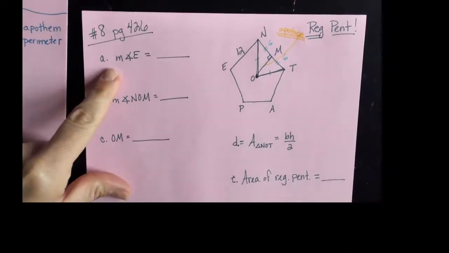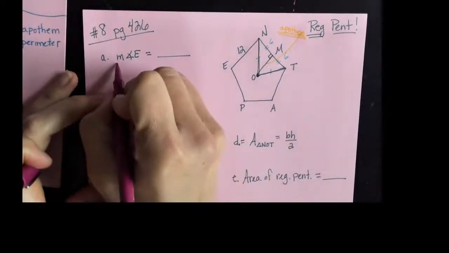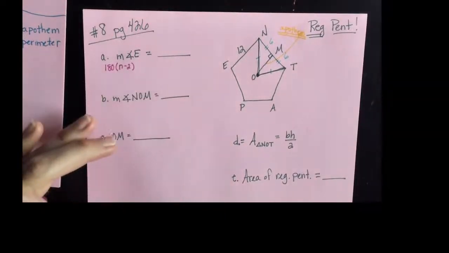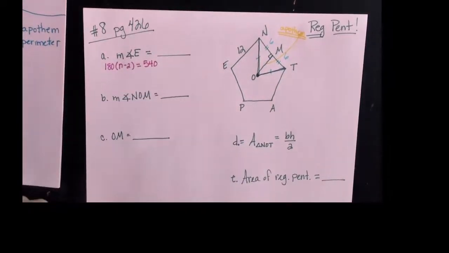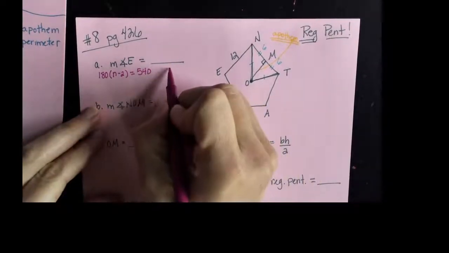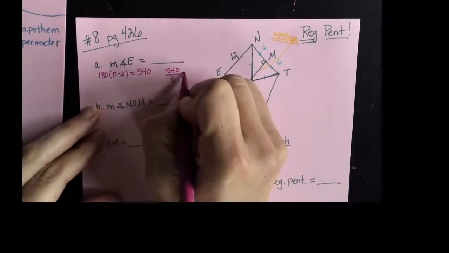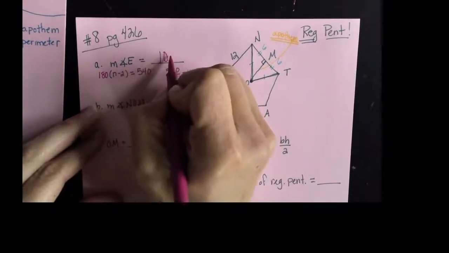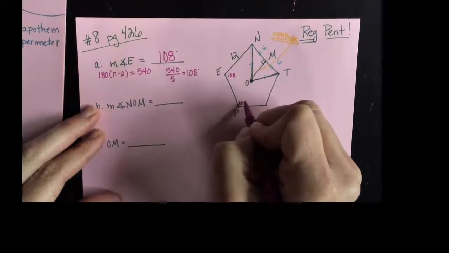So if I want to find what the measure of angle E is, I have to know what all the angles add up to. And if I don't still have that memorized, that was our formula 180 times n minus 2, which I have memorized, it's 540. So all the interior angles of a pentagon add up to 540. If it's regular, I take that 540 and divide it by the angles. And I find out that every one of those is 108 degrees. So the measure of angle E is 108 degrees. So all the way around we have 108.